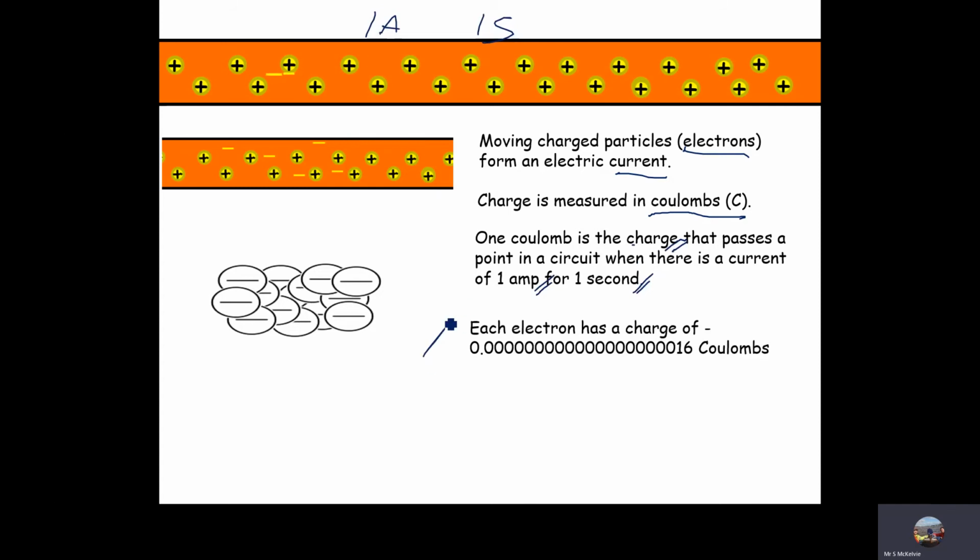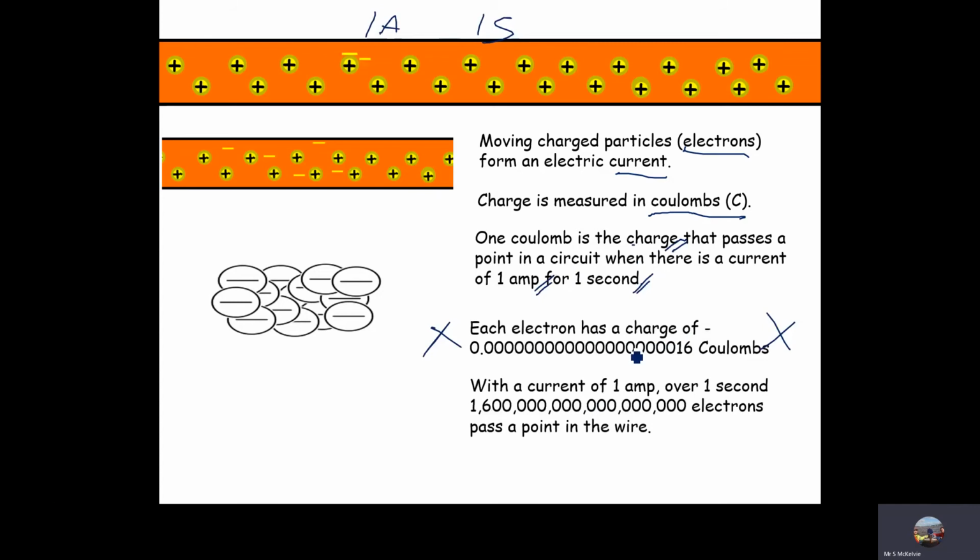Now you don't need to remember this, but it's just an explanation of why that is. Each electron has a charge of that many coulombs, so a very tiny amount of charge. Electrons have got tiny amounts of charge. But if there's a current of 1 amp for 1 second, then billions of electrons will pass a particular point in the wire. Now this number and that number are inverse, so that means that I have got enough electrons passing that point in the wire to make 1 coulomb.